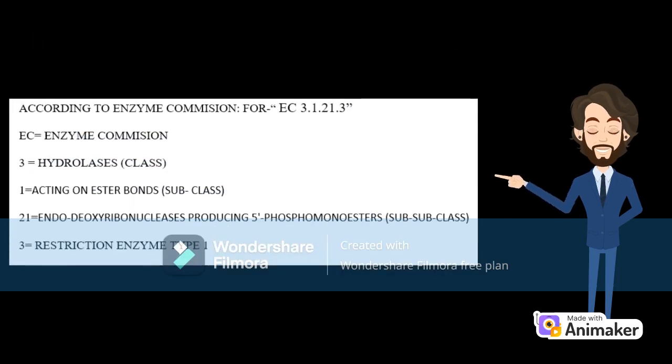While discussing the types in my classification, I mentioned the Enzyme Commission nomenclature, that is, the term for type 1, which is EC 3.1.21.3.